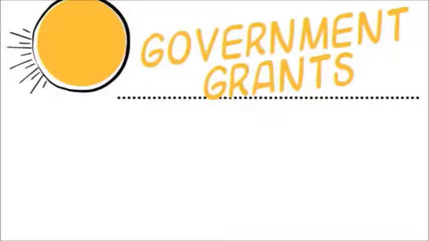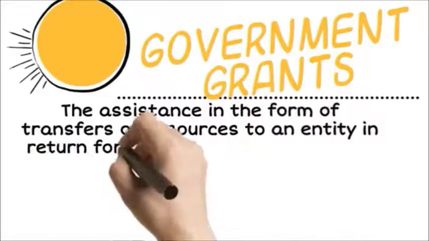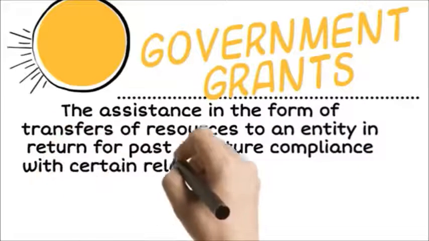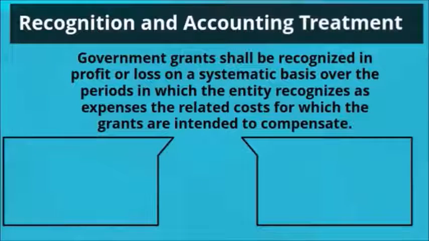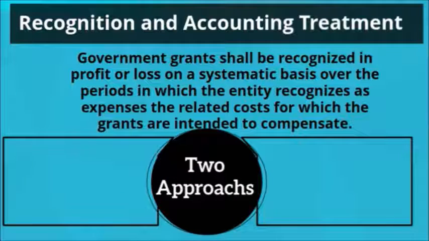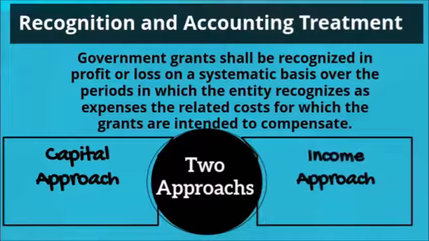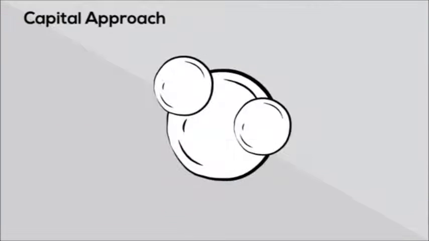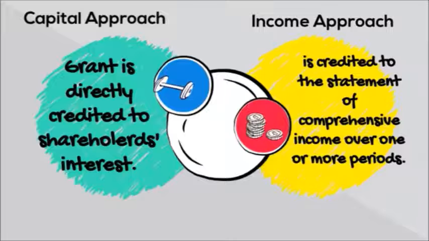Next, what are government grants? They are in the form of transfers of resources to an entity in return for past or future compliance with certain conditions relating to the operating activities of the entity. Government grants shall be recognized in profit or loss on a systematic basis over the periods. There are two approaches to accounting for government grants. The first one is the capital approach and the second one is the income approach. The capital approach is directly credited to shareholders' interest. Then the income approach is credited to the statement of comprehensive income over one or more periods.